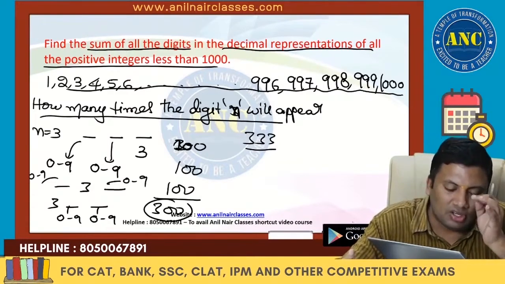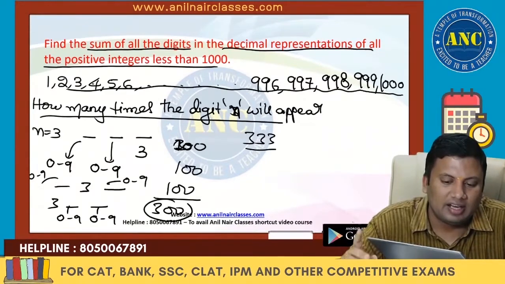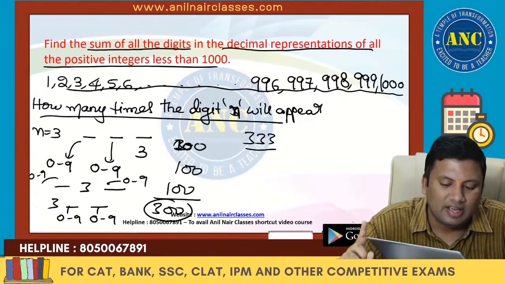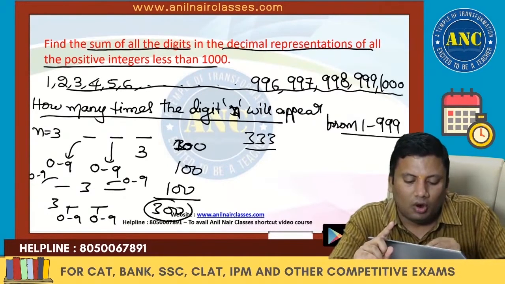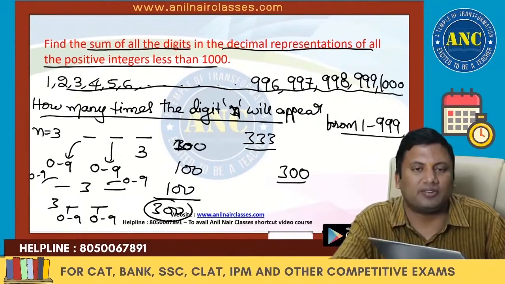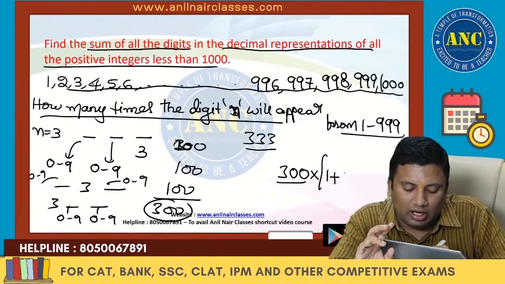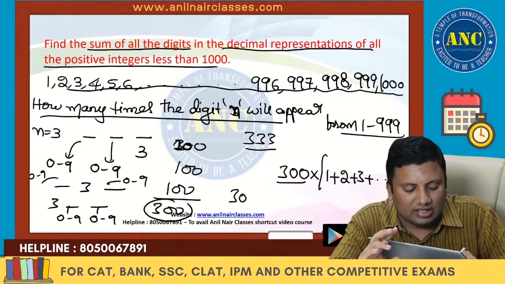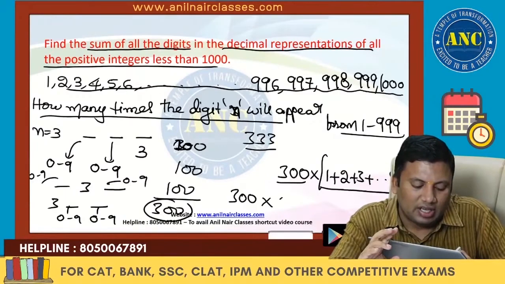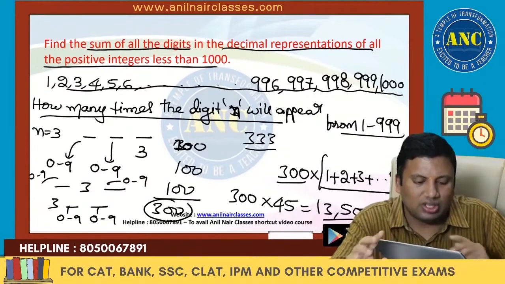Any single non-zero digit will appear from 1 to 999, 300 times. Which digits can appear? 1 can appear, 2 can appear, 3 can appear, up to 9. If I take 0, it is 0 into 300, which is 0. So the answer is the sum of all the digits, 300 into 45. Easy question. If you know the logic, you can solve it.